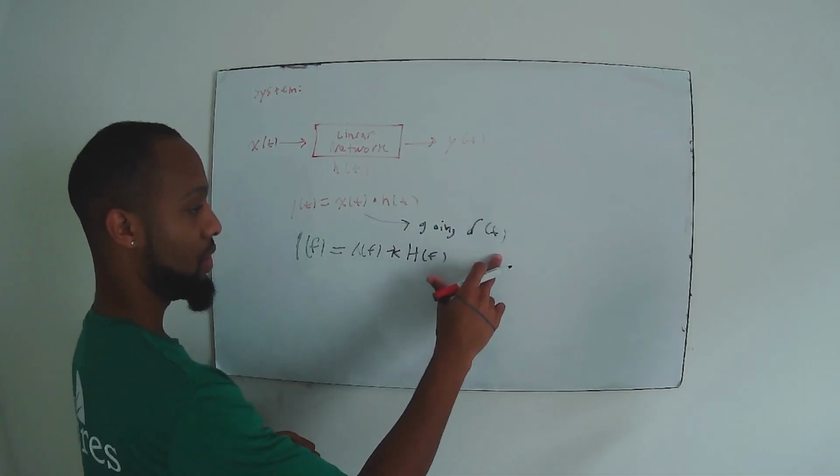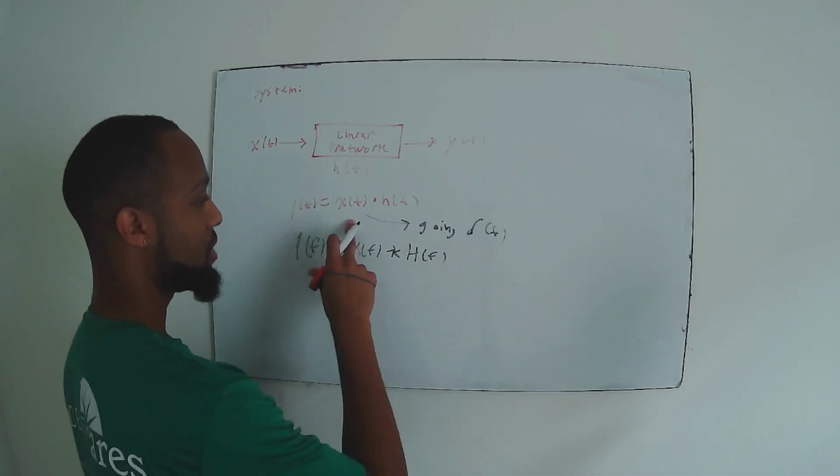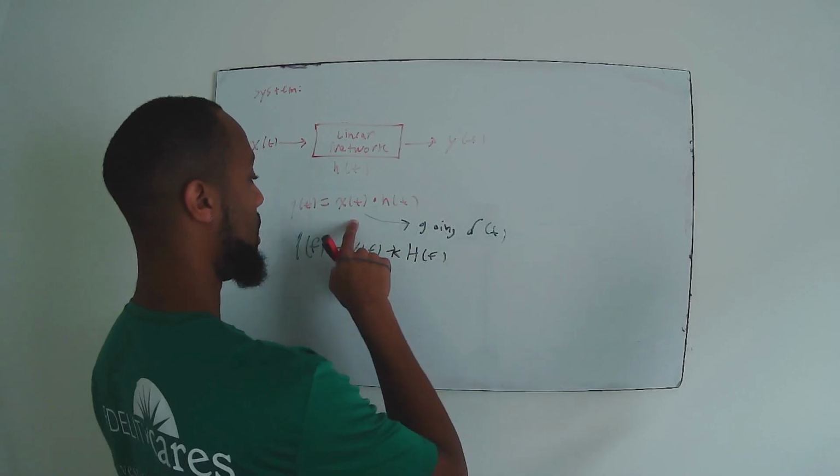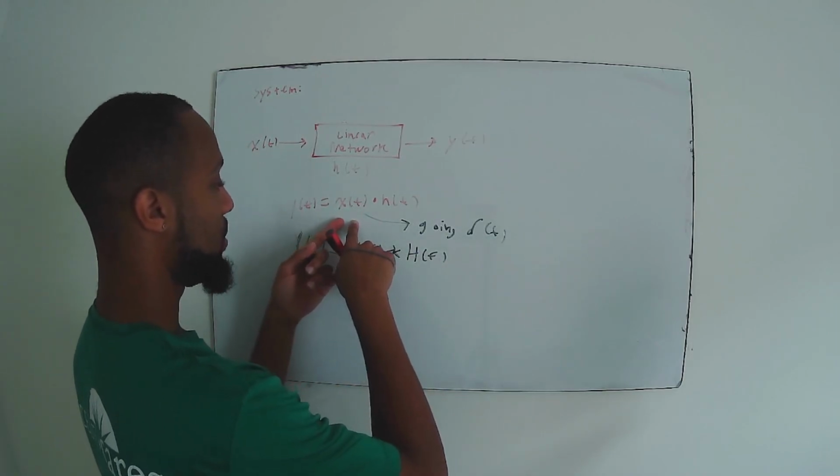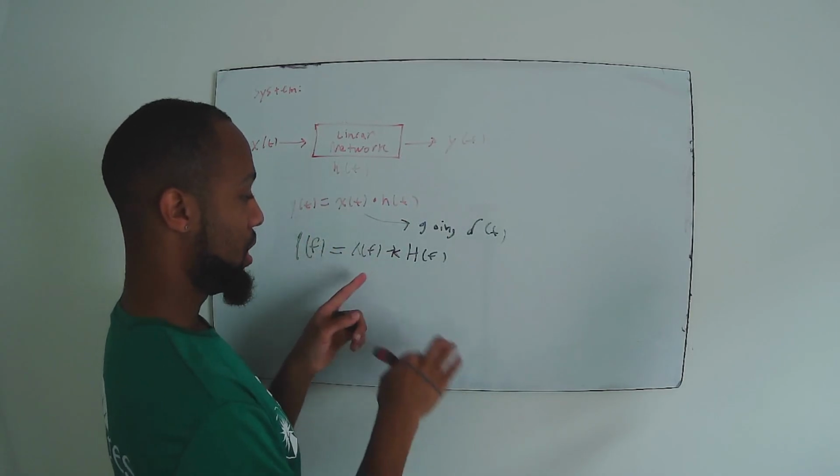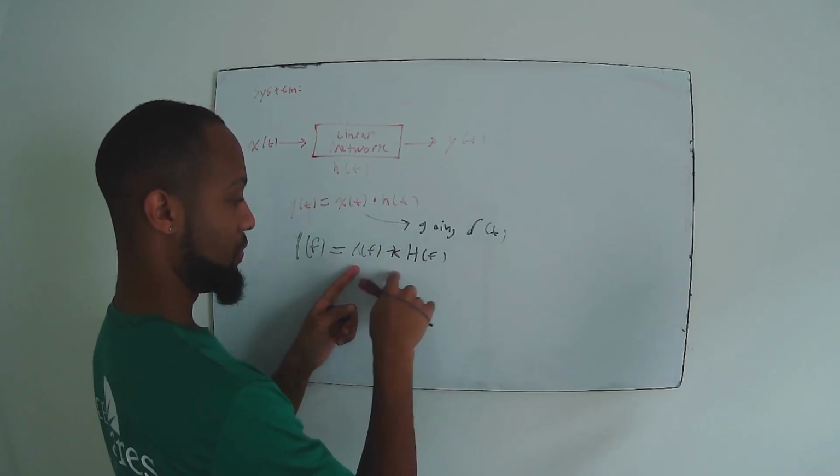And so here we have δ(t). Now, if this was δ(t), we know that if we have an input here and we take the Fourier transform of the input, it'll be the Fourier transform of this input convolved with H(f).